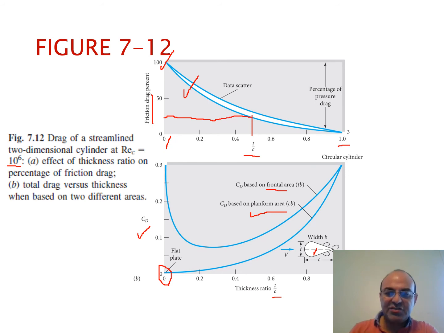And as you see, as the thickness ratio increases, the drag force increases because of the effect of the pressure drag. So for a flat plate, there is no pressure drag, based on the assumption that the boundary layer will always be attached to the surface, to the boundaries of the plate.